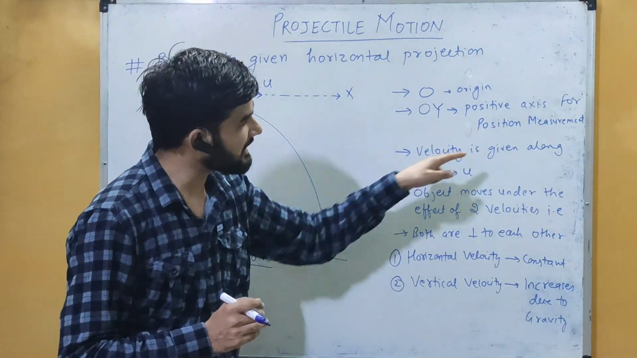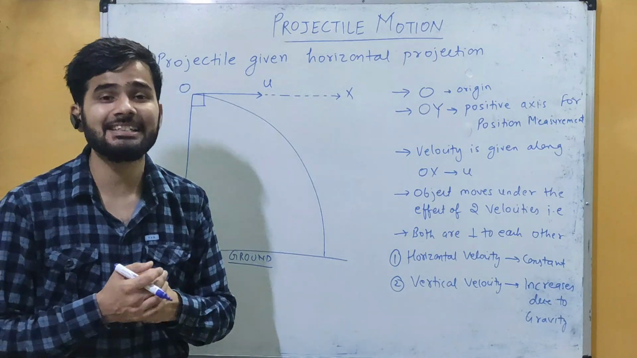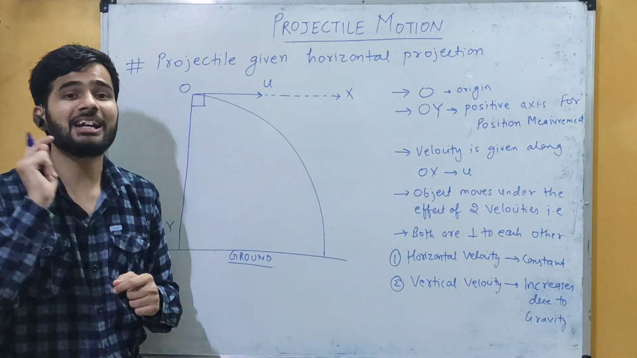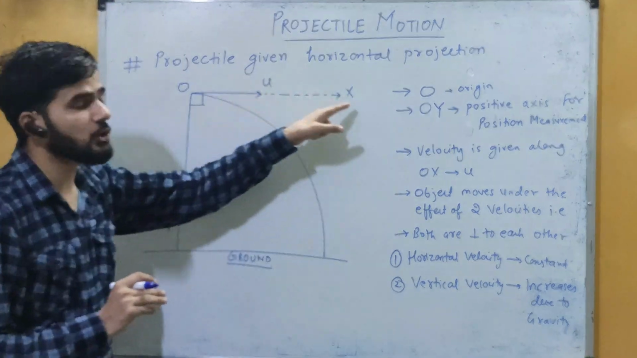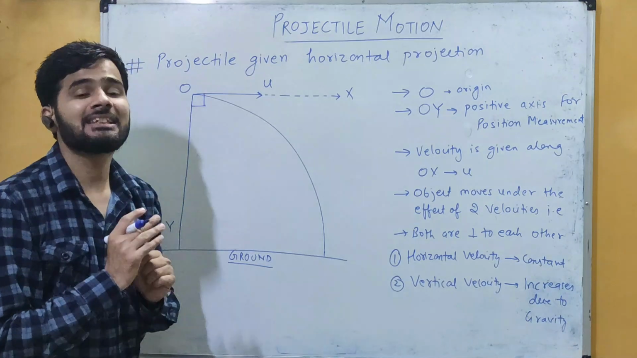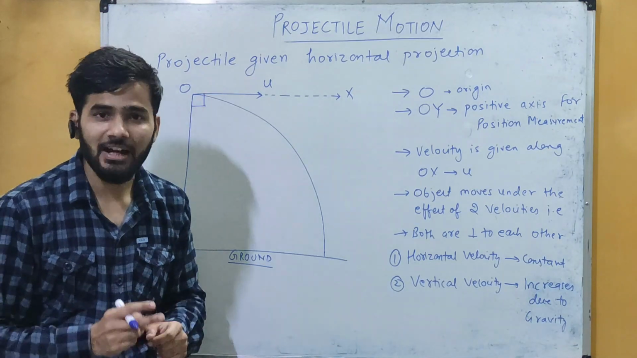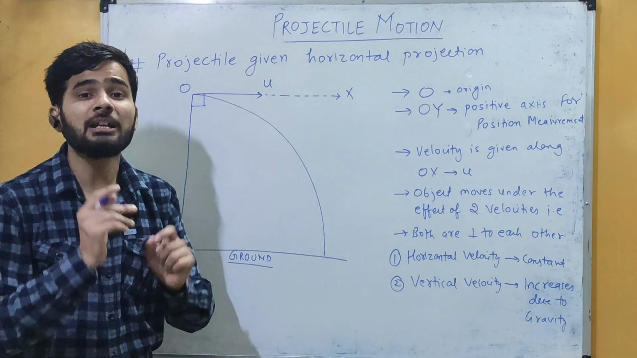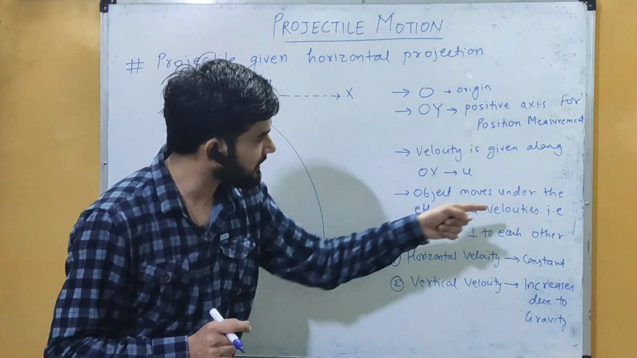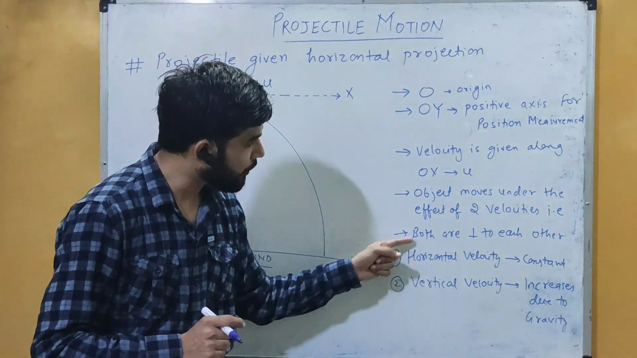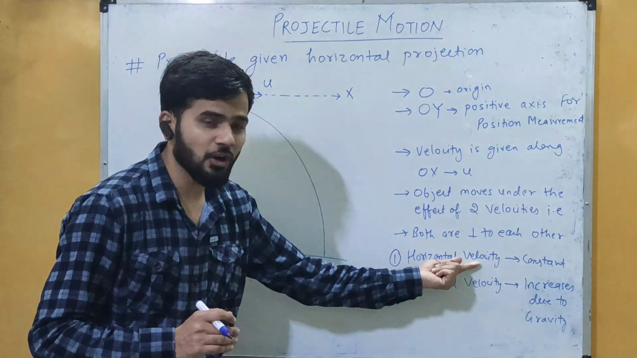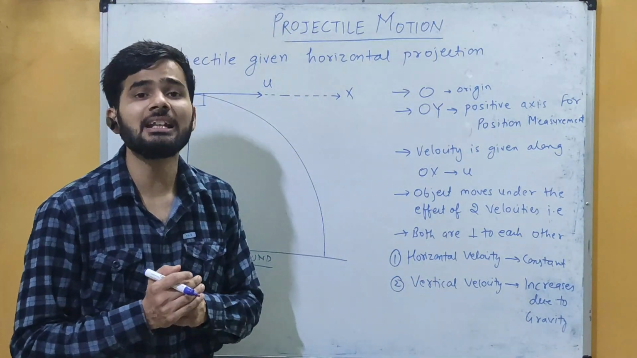Okay, now this velocity is given along the OX, that is the u. मतलब यहाँ पर जो भी velocity हम इस projectile को देंगे that is along the X direction, and that is along OX, and that velocity is u. Now whenever we are throwing it, this object will move under the effect of two different velocities, and both the velocities will be perpendicular to each other. The object moves under the effect of two velocities and both are perpendicular to each other, and out of them one is the horizontal velocity and the second one is the vertical velocity.